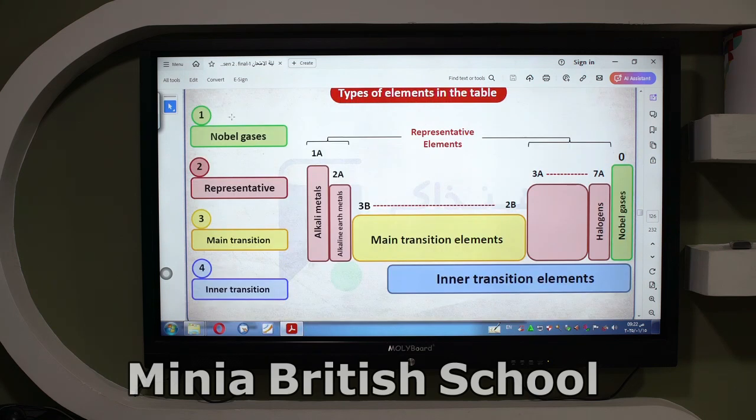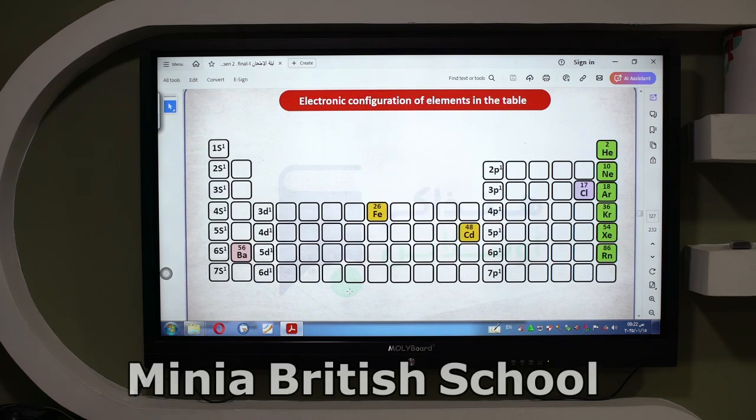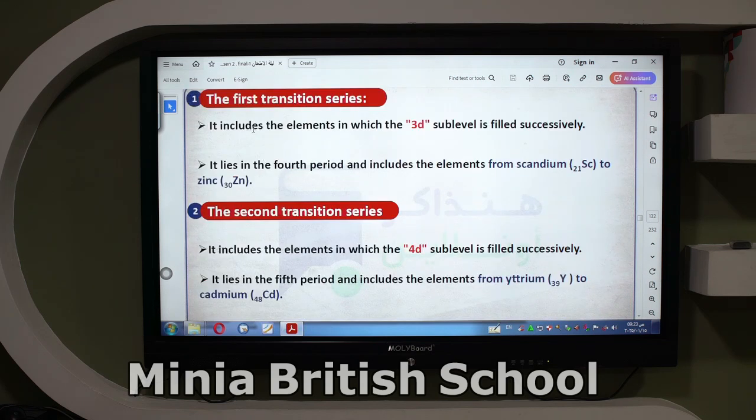Types of elements, as we said: the first is noble gas, located in the zero group, or 18. Representative elements consist of 1A, 2A, 3A until 7A, which is called halogens. Only 7A is called halogen, but S and P together are called representative elements. Number 3, D block elements, called main transition elements, and the fourth one, F block elements, called inner transition elements.